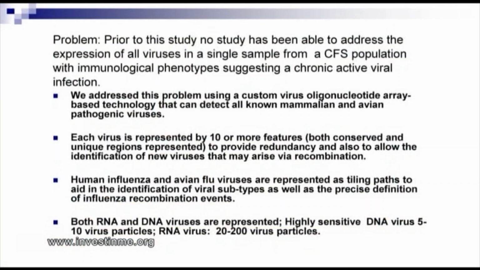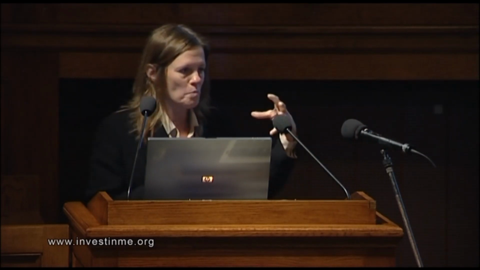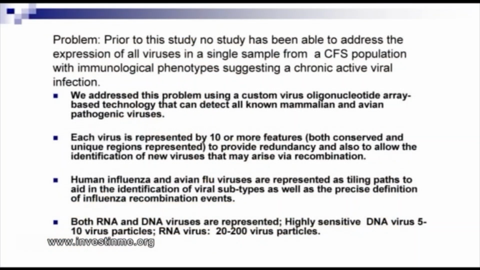So we addressed this using this custom oligonucleotide array that Rachel developed, and it can detect all known mammalian and avian pathogenic viruses. Each virus is represented by 10 or more features of 72 base pair oligonucleotides in conserved regions, in variable regions, early and late.